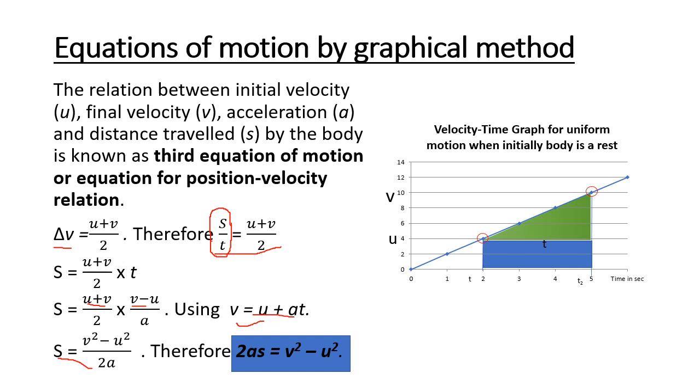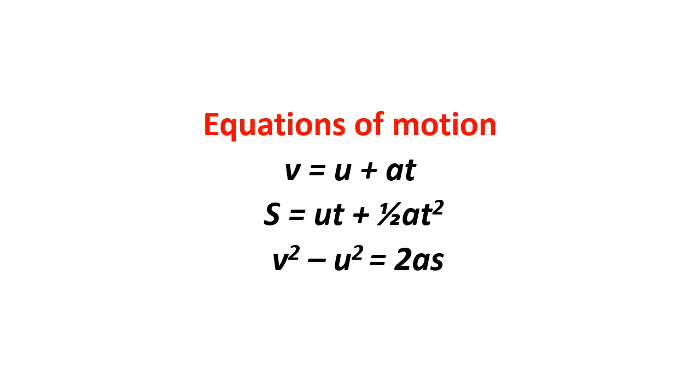Yes, let us revise one more time. The equations of motion: V equal to U plus AT, S equal to UT plus half AT square, V square minus U square equal to 2AS. Now there are 5 variables here. V is final velocity, U is initial velocity, A is uniform acceleration, T is time taken, and S is displacement. But you can see at a given time one equation only has 4 variables out of the 5. So I hope the equations of motion are clear to you.